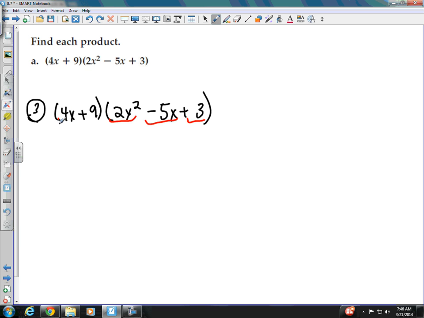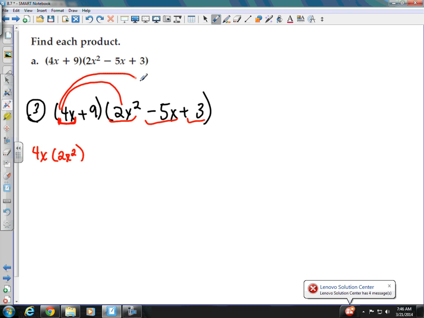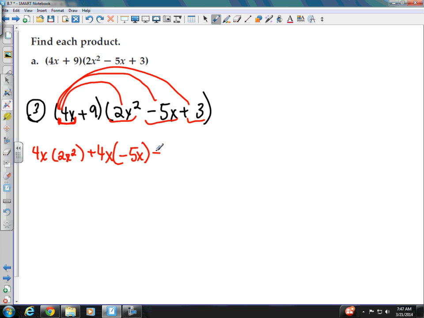So we can't FOIL this one, but just remember, FOIL just helps us distribute. So we're going to take our first term in our first parenthesis and just distribute him to everybody in our second parenthesis. So I'm going to have 4x times 2x squared. Then our 4x times our negative 5x. Then our 4x times our 3. And then we make sure we distributed 4x to everybody. We did. I have showed the rainbow 3 times.